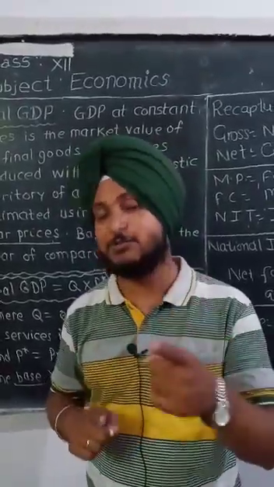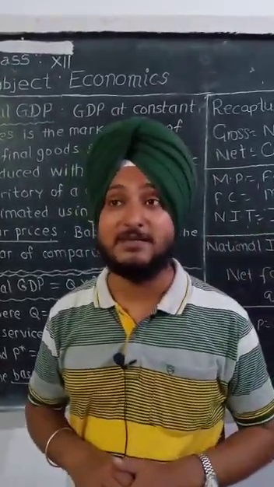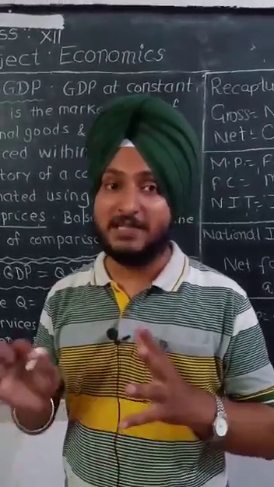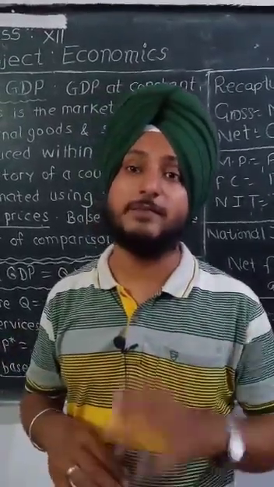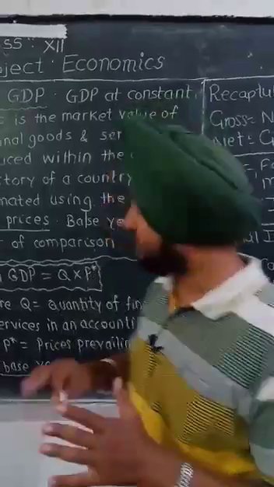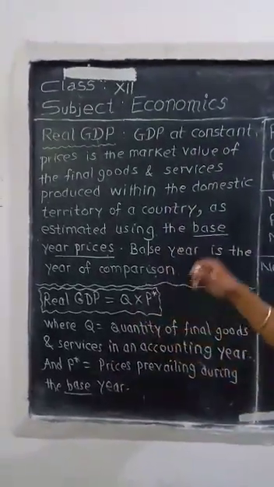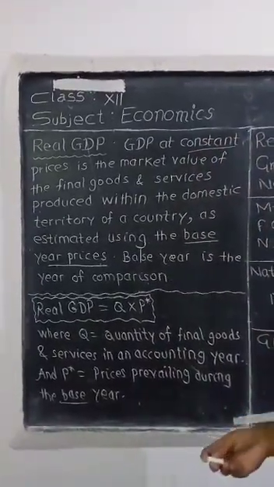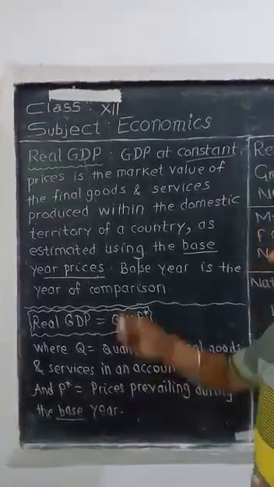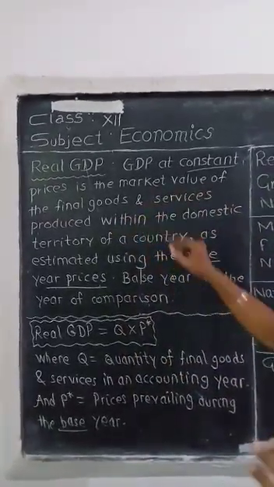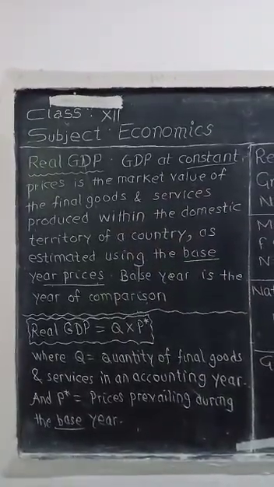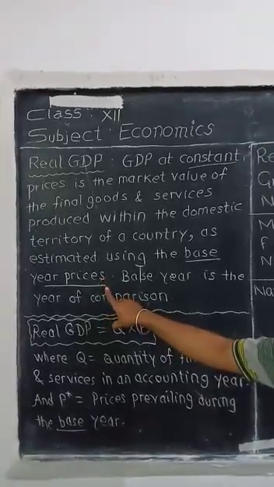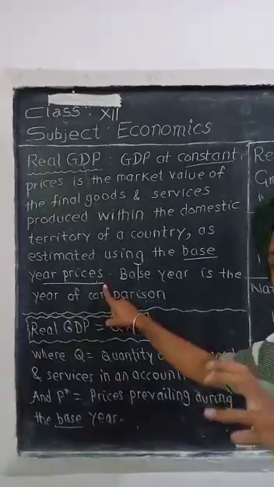We have touched this topic already in index number in our previous class, chapter number 13 it was there, I think. So in index number, there were past methods, there were weighted simple aggregative method. We used P0 and P1 earlier when we used to write. So same thing is happening here. So GDP at constant prices. So constant here means whose value is not changing, whose value is fixed, okay, is the market value of final goods and services produced within the domestic territory of a country as estimated during the base year prices. So base year here means those prices by which we are comparing our data.